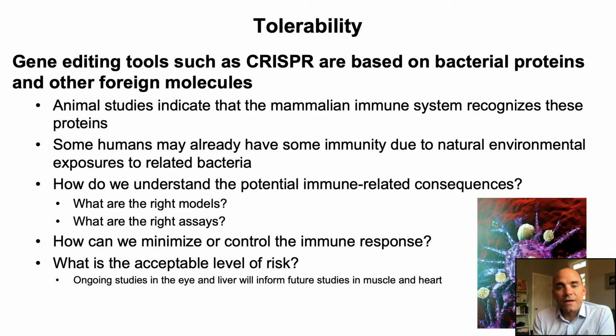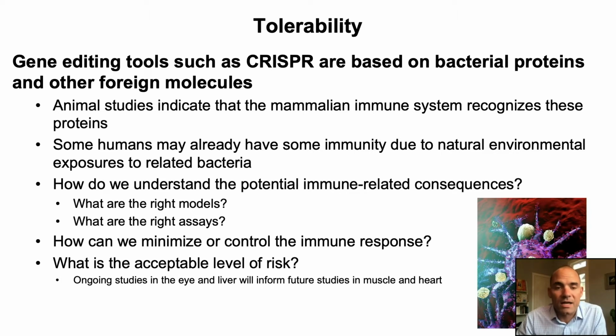And then lastly, under safety is the issue of tolerability. So importantly, these CRISPR systems are derived from bacterial proteins and engineered RNA molecules. And so these are foreign to the human body. So just like an AAV capsid, of which I'm sure you've heard much about, these are recognized as foreign by our immune system. And we know from animal studies, at least in preclinical models, that the mammalian immune system can recognize these Cas9 proteins as foreign, just like they recognize AAV capsids as foreign.